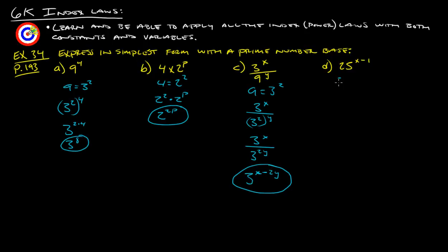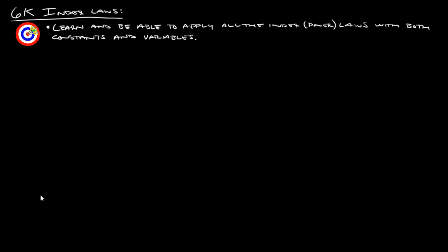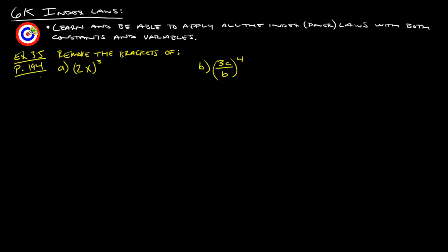And then this one here, 25 to the x minus 1. 25 is just 5 squared. So that's 5 squared to the x minus 1. Okay? So really, you're going to take this 2 and distribute it through to both of those. So this is going to be 5 to the 2x, and then 2 times negative 1 is negative 2. So that's 5 to the 2x minus 2 on that one. Alright? Okay. Next set of examples.